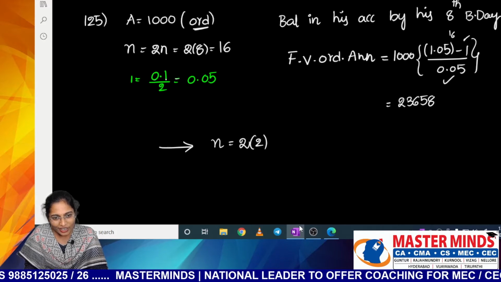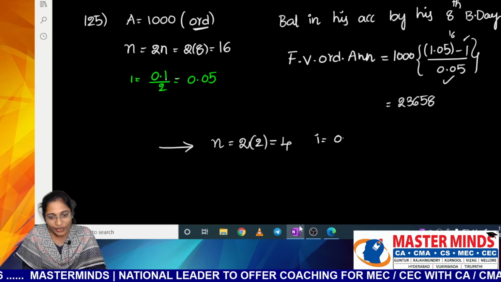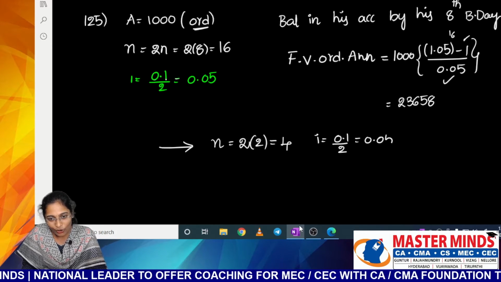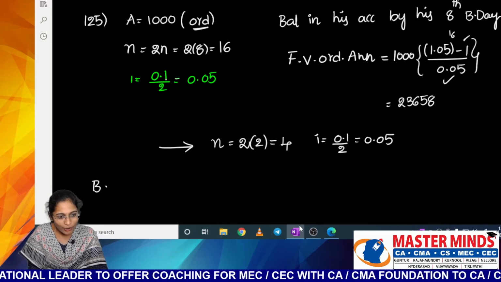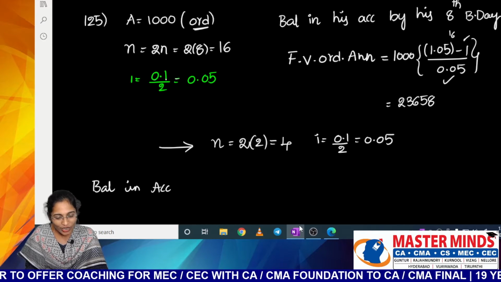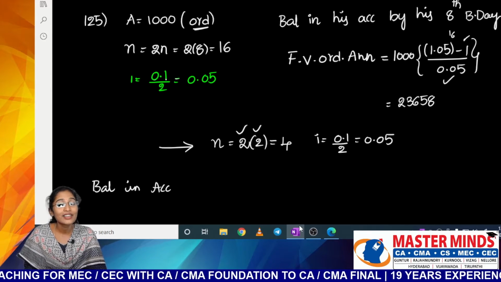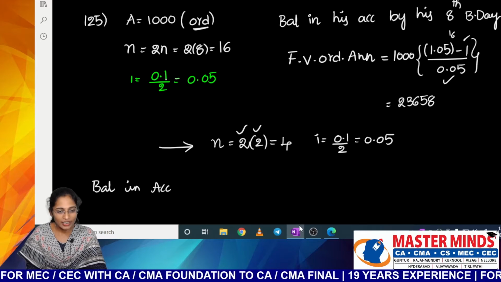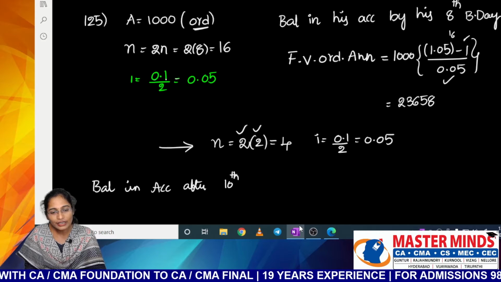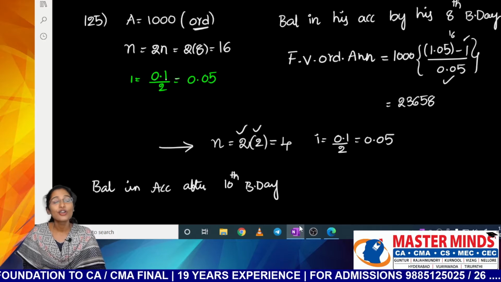So I should replace n with what? 2 into 2. Got it? How much is that? 4. And what is the I value? 10%? No. 10 by 2, because the compounding is done semi-annually. Got it? Now, let me calculate the balance in his account by the 10th birthday. Means after how many years, guys? 2 years. That's why I took n equals 2 into 2. Why am I taking 2 into 2? It's actually 2 years, right? As the compounding is done semi-annually. Balance in his account after which birthday? 10th birthday. After how many years? 2 more years.